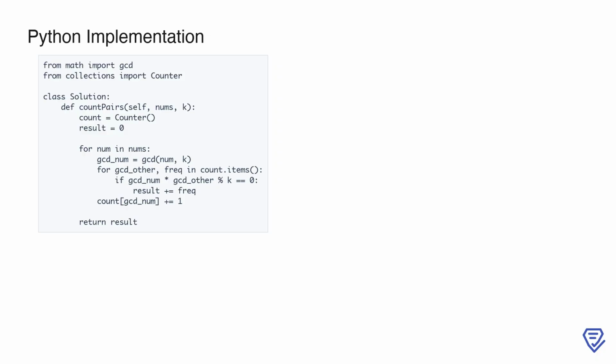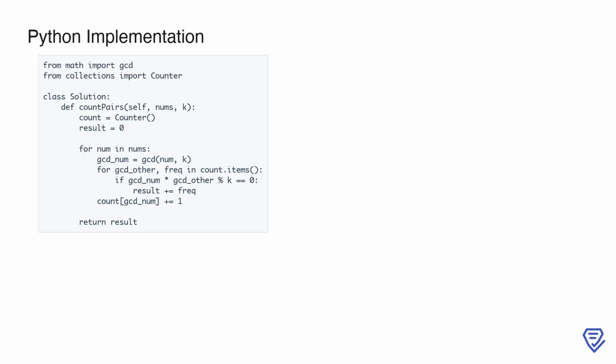2. Iterating through the array. For each number in nums, we compute its GCD with k using gcd(number, k). This GCD represents the largest factor of k that divides the current number, providing a key insight for the divisibility check.